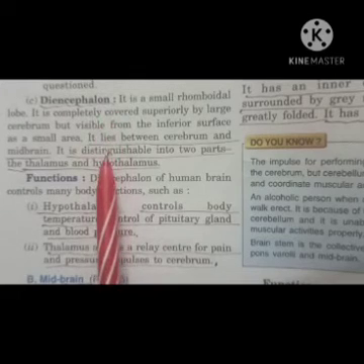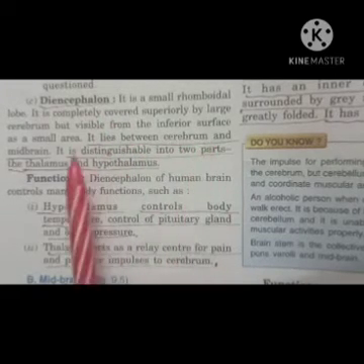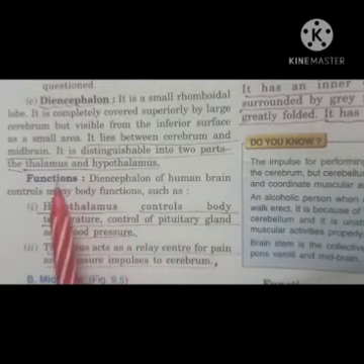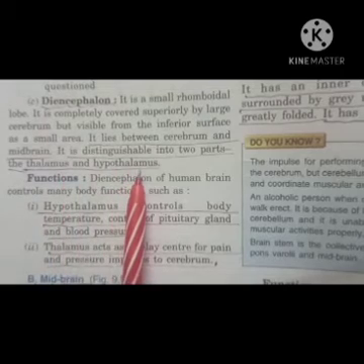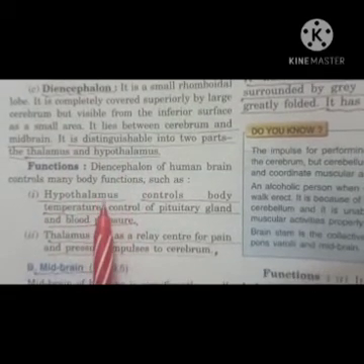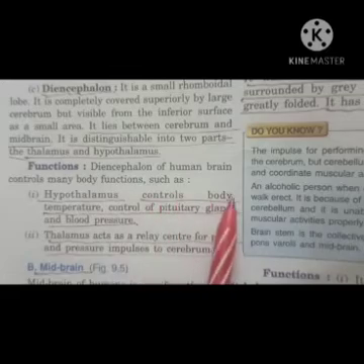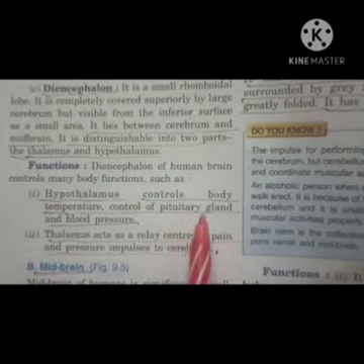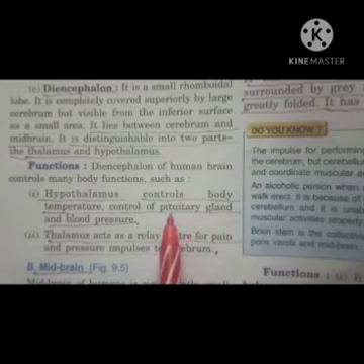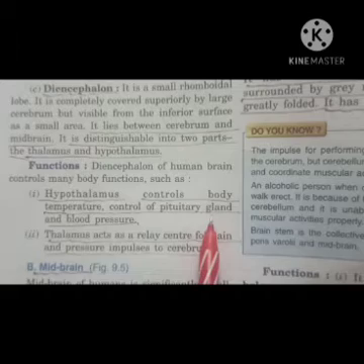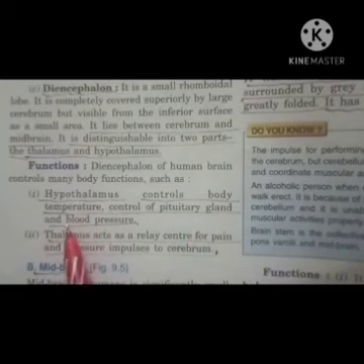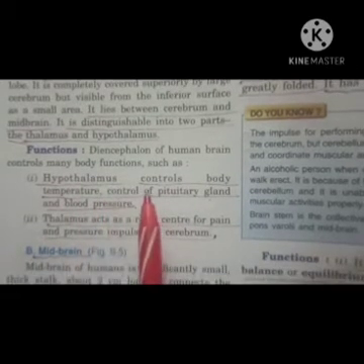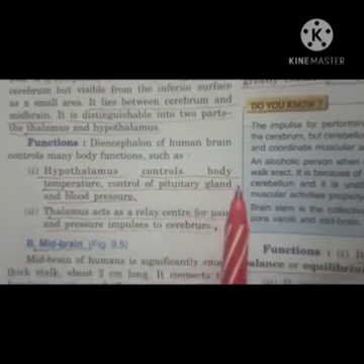Now next is your diencephalon, the second part. It lies between cerebrum and midbrain, and it is divided into two parts, that is thalamus and hypothalamus. Now what is the function of hypothalamus? Hypothalamus controls body temperature, control of pituitary gland, which I'll explain in the next chapter, the endocrine system, and blood pressure.